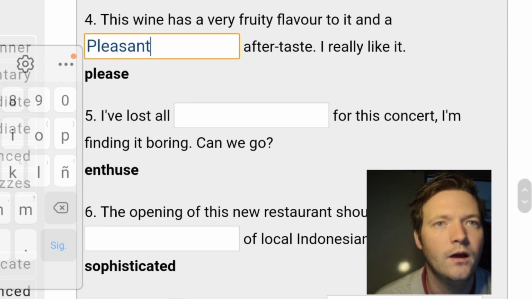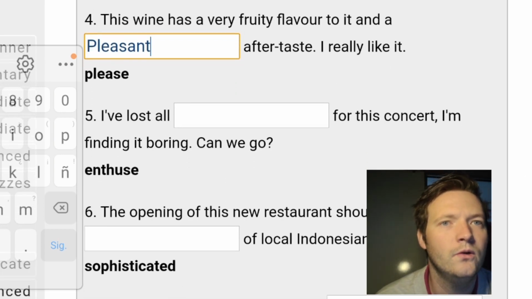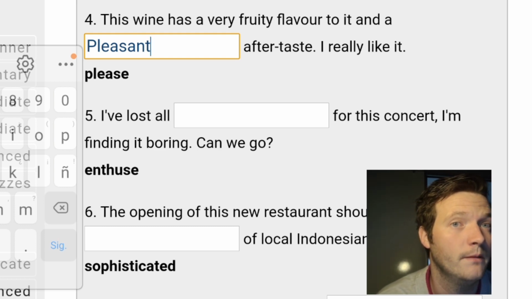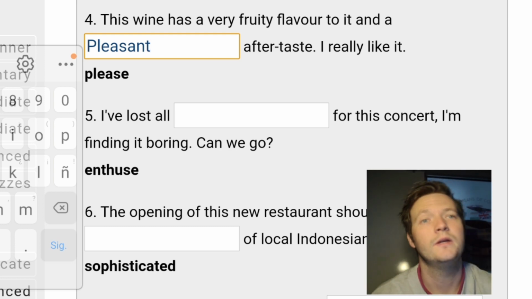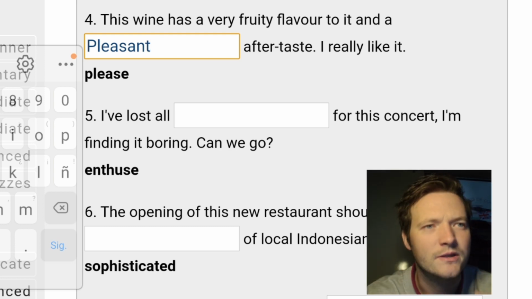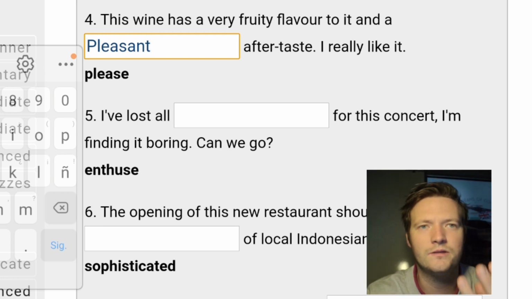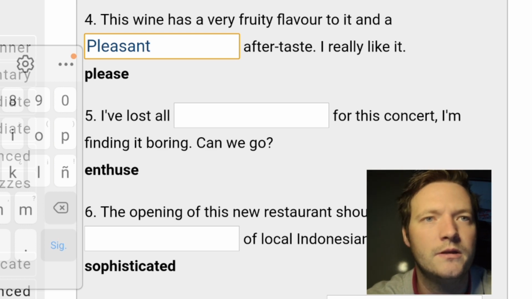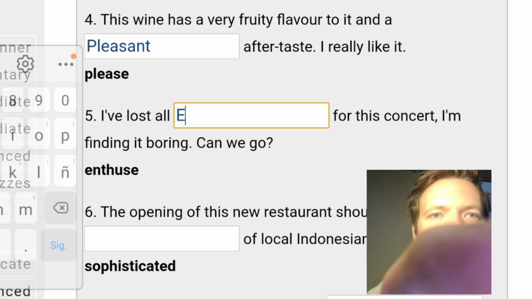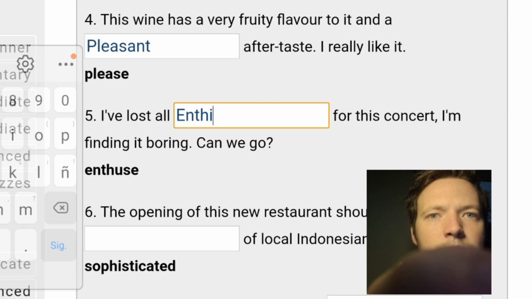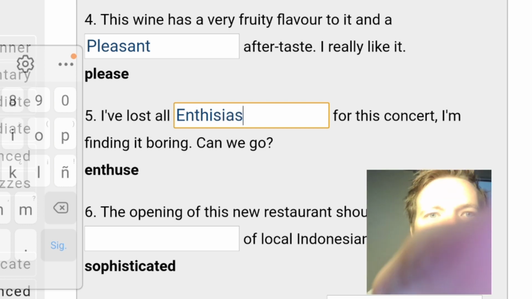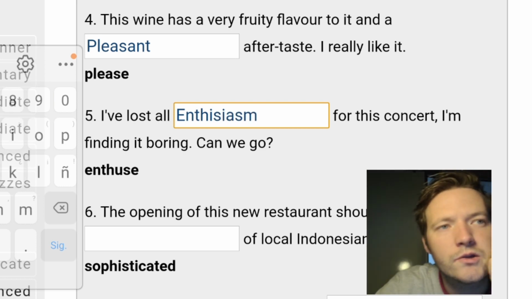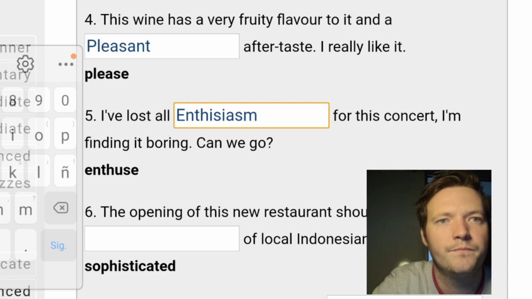Yeah. Okay. I've lost all enthuse for this concert. I'm finding it boring. Can we go? Yeah, this is another word that makes people doubt this ism at the end, this suffix. But yeah, it's not too difficult either. It's enthusiasm. Enthusiasm. I've lost all enthusiasm for this concert.